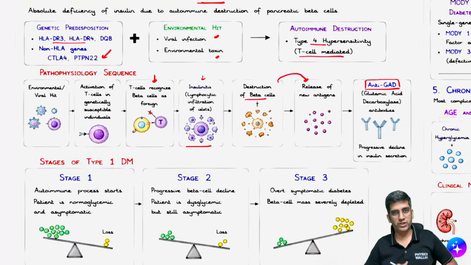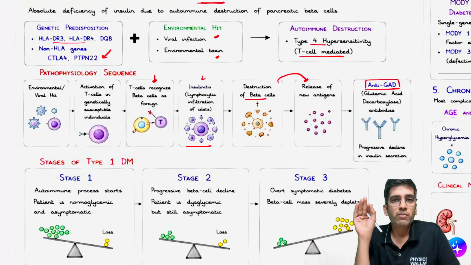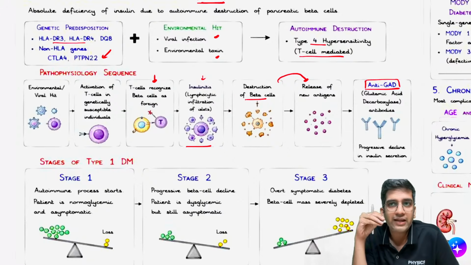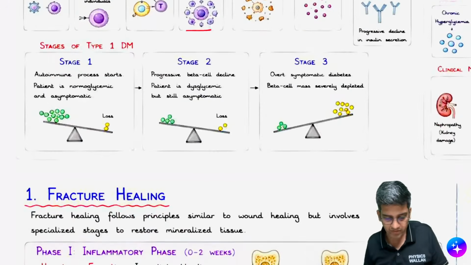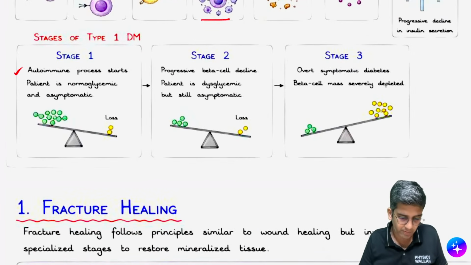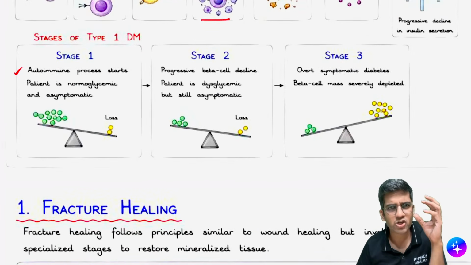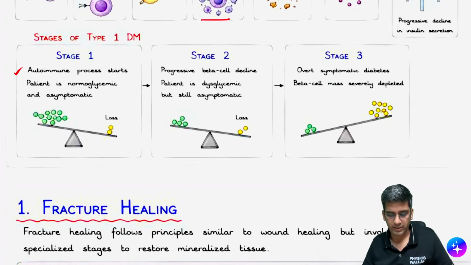This is my entire pathogenesis. It doesn't mean that today I'm having a problem, my lymphocyte is destroying my beta cell, I'll become diabetic tomorrow. No, there's a stage, right? We have 3 stages of type 1 diabetes. First, the autoimmune process starts. The patient is still normal. Normoglycemic, asymptomatic, nothing happens. Beta cells still slowly reduce, right?